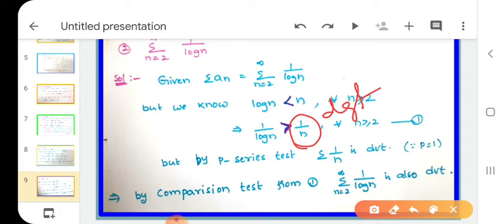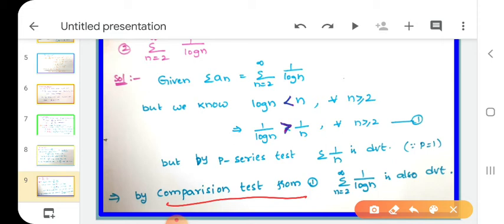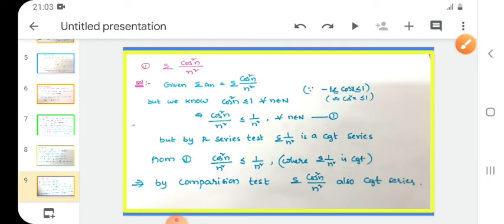But summation 1 by log n is a larger series than 1 by n. If the smaller series is divergent, then automatically the greater series is also divergent. So, by comparison test, what do we write here? Summation 1 by log n is also divergent. In these two problems, we used two tests, P series test and comparison test.